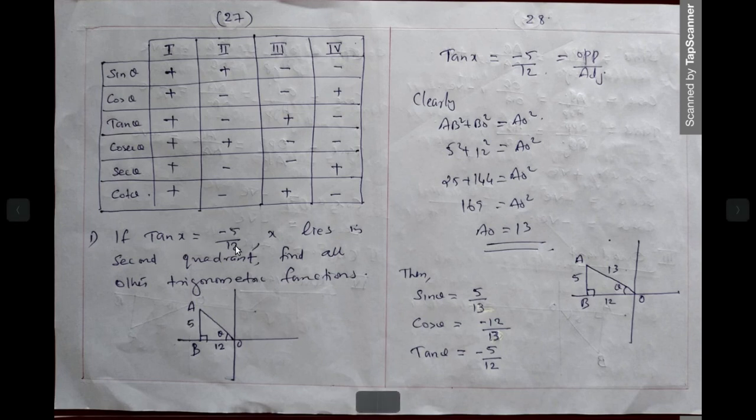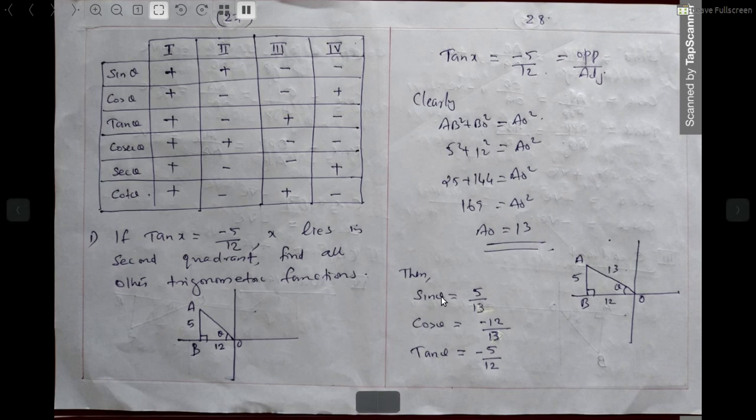Similarly, opposite side by adjacent side. Adjacent side is 12. Then apply the Pythagoras theorem: AB square plus BO square equal to OA square. Then AB square is 5 square. If you put minus 5 here, then it will be minus 5 all square. Square of minus 5 is also positive, therefore no problem if you avoid the minus here. 5 square plus 12 square is equal to AO square. 25 plus 144 equal to AO square. When we add these two numbers, 169 is equal to AO square. Therefore, AO is equal to 13. So I rearrange the figure as this one: 5, 12, 13.